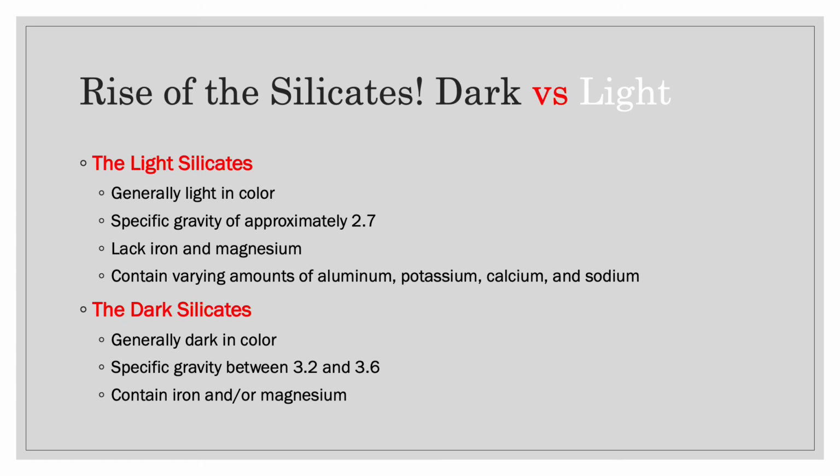Conversely, the dark silicates are generally darker in color, and they have a heavier specific gravity, or weight to volume ratio, of 3.2 to 3.6, and they contain more iron and/or magnesium, which are heavier elements. However, all of these silicates are common in Earth's crust.